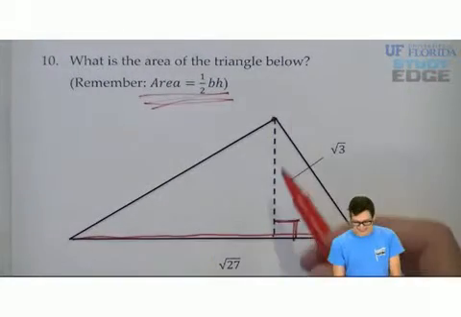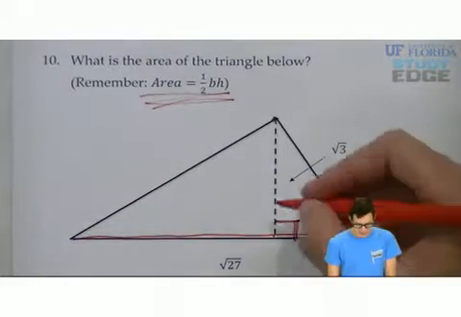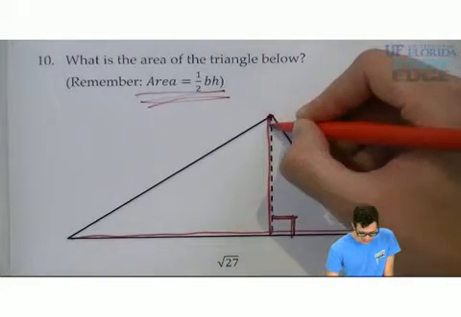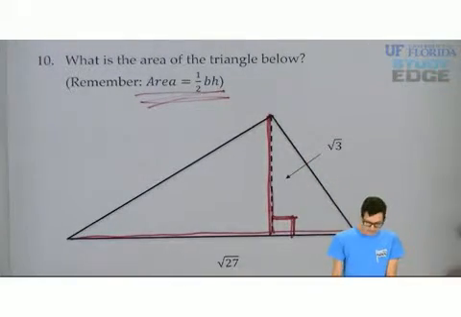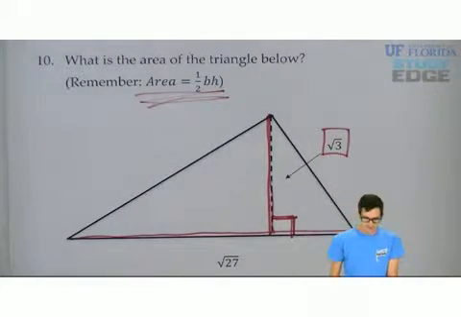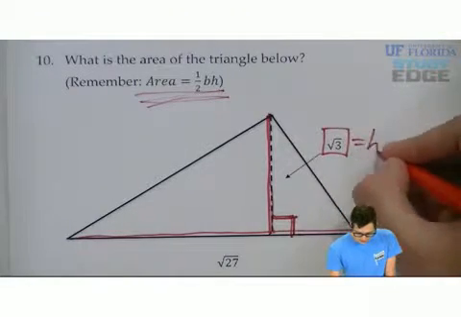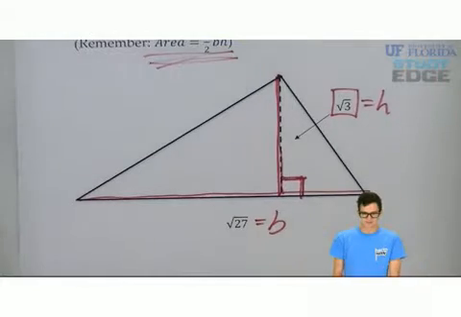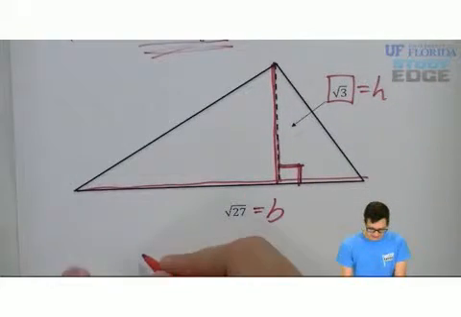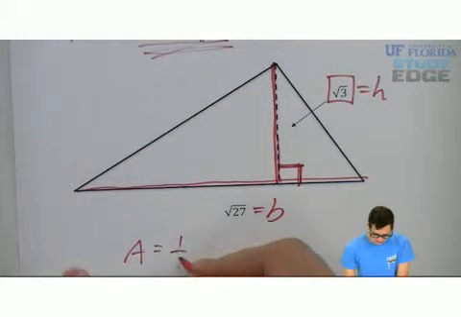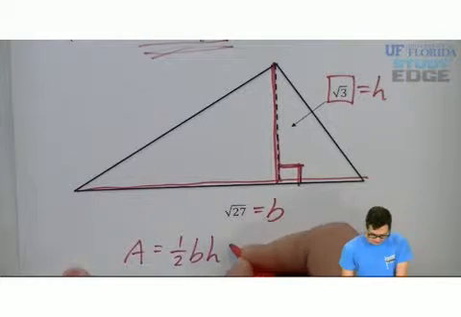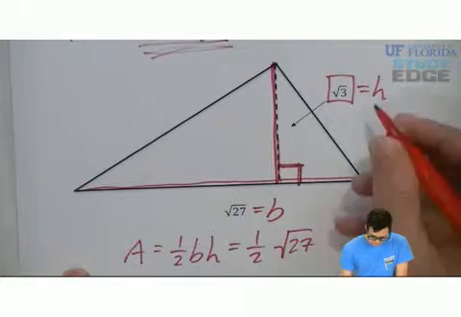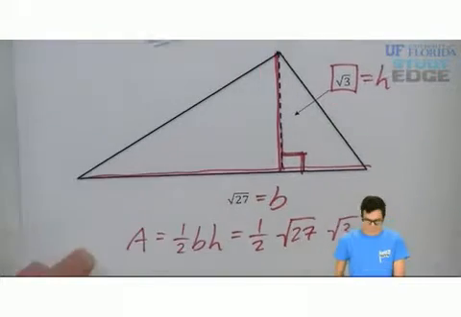So you could actually pick any side to be your base and then measure the height from there, as long as your height is measured perpendicular to that base. And notice we actually have that labeled here at the dotted line, and we're told that that height is square root of 3. All right, so square root of 3 is our height. Notice we're given that square root of 27 is the base. So we're just going to plug those in. Area is equal to 1/2 base times height. Our base is the square root of 27, and our height is the square root of 3.